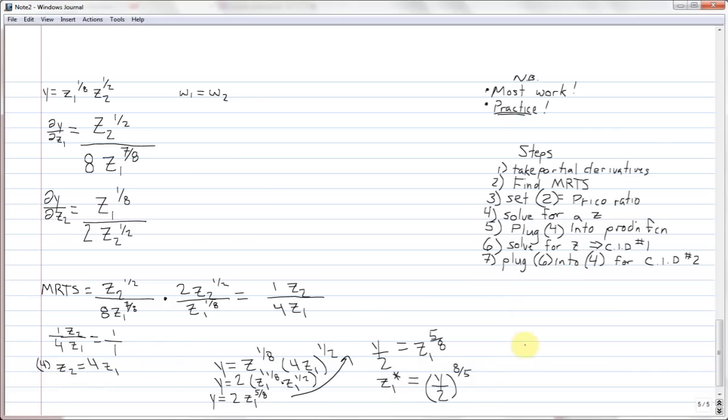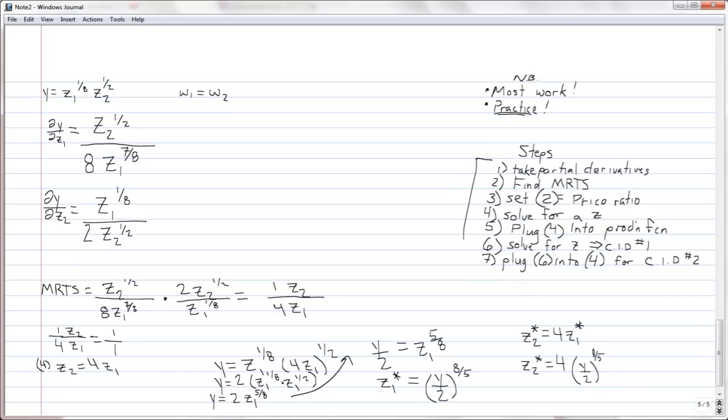All right. Okay, well, lastly, I'm going to plug this Z1 into 4, this equality over here, to give me my conditional input demand for Z2. Because remember, I want the Z's only as a function of y. So I know that from 4, Z2 equals 4Z1. So Z2 star equals 4Z1 star. Then Z2 star equals 4 times y/2 to the 8/5. Okay, and there's your conditional input demand.